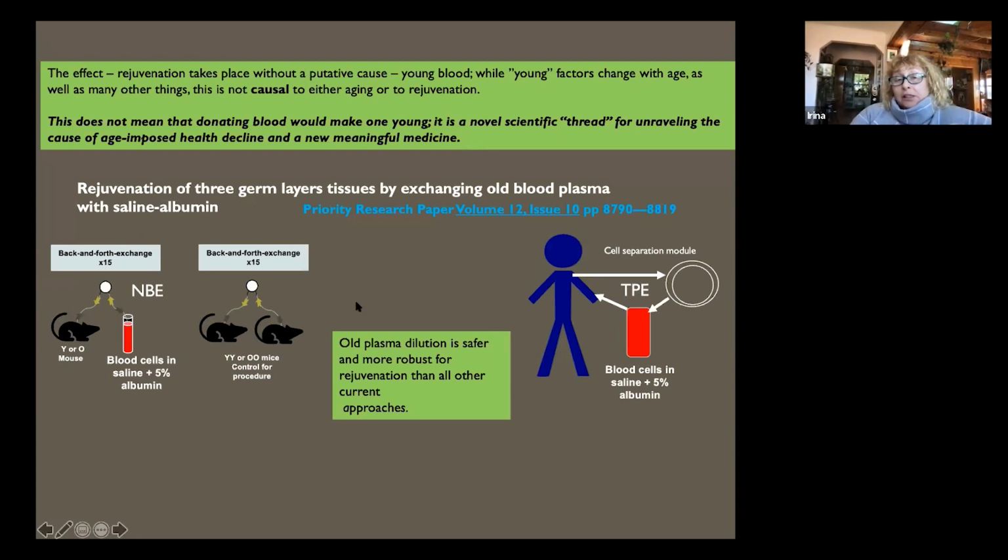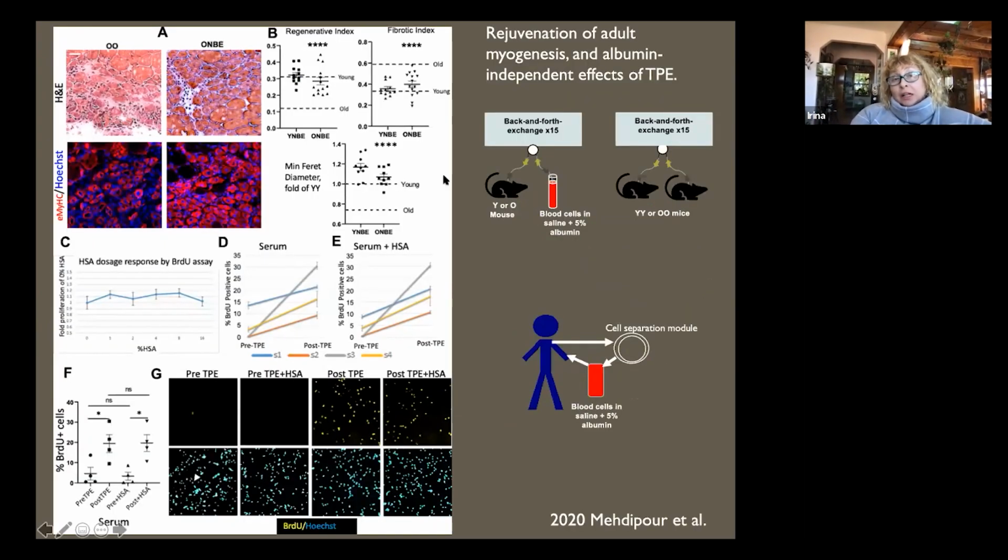What we discovered is that old plasma dilution is safer and more robust for rejuvenation than all other current approaches. Not only is young blood not needed, but when you perform this procedure, all tissues become statistically the same as young. So they are not statistically different from young. And now there are some examples. On top, you see what happens with mouse muscle. So this is the mouse procedure. On the bottom, you see what happens in a people clinical study.